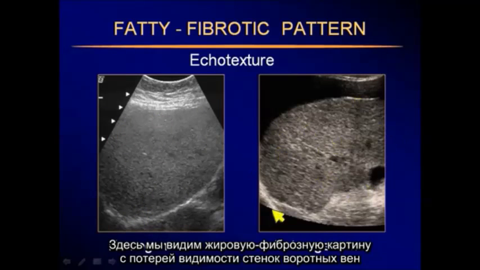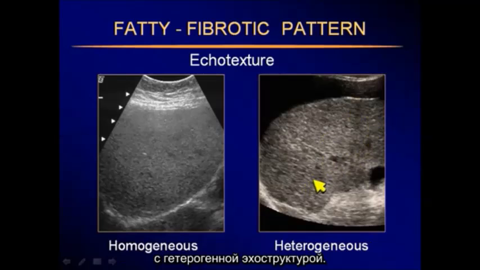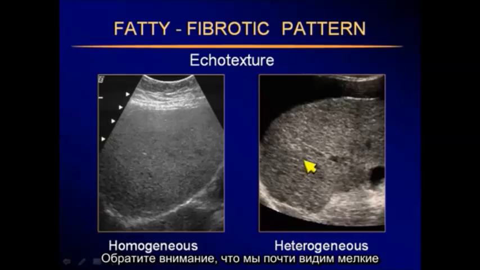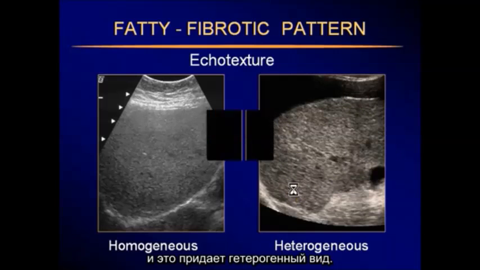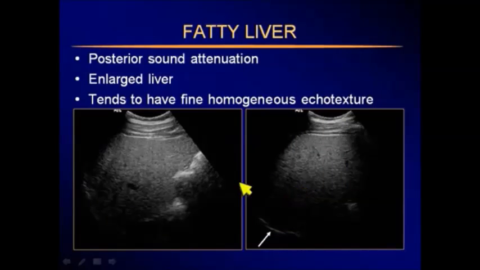Here's the fatty fibrotic pattern, loss of portal vein walls, with the heterogeneous pattern. Notice we almost see little tiny rounded masses throughout, a little bit nodular. That's what gives it this heterogeneous appearance. Let's look at the fatty liver.